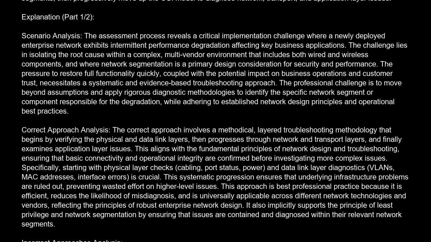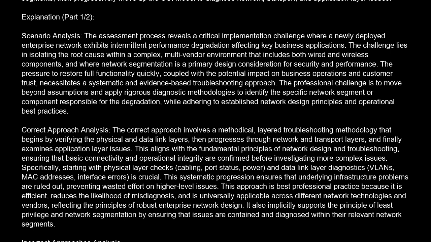Explanation. Scenario analysis. The assessment process reveals a critical implementation challenge where a newly deployed enterprise network exhibits intermittent performance degradation affecting key business applications. The challenge lies in isolating the root cause within a complex, multi-vendor environment that includes both wired and wireless components, and where network segmentation is a primary design consideration for security and performance.